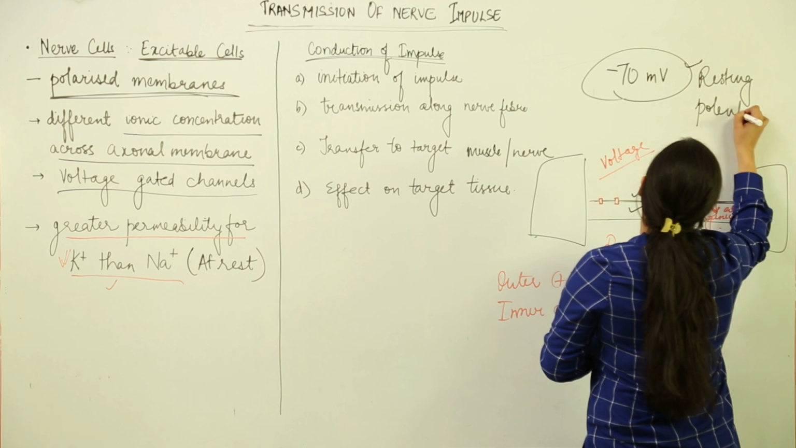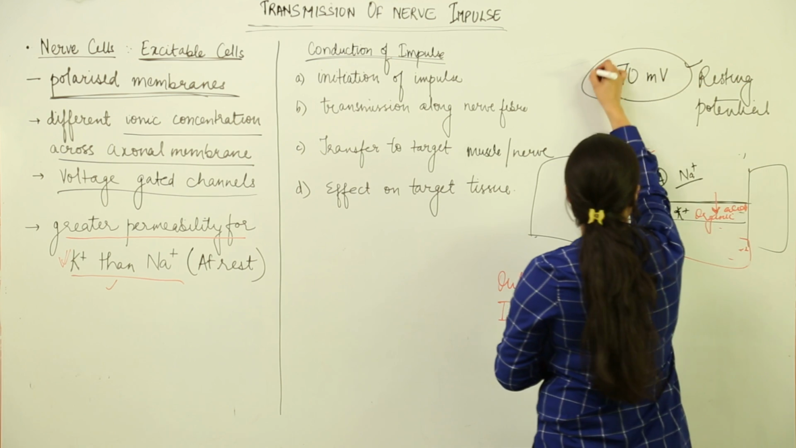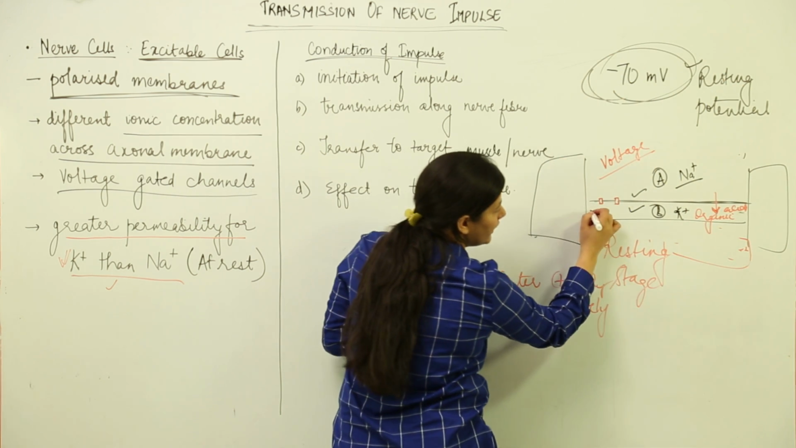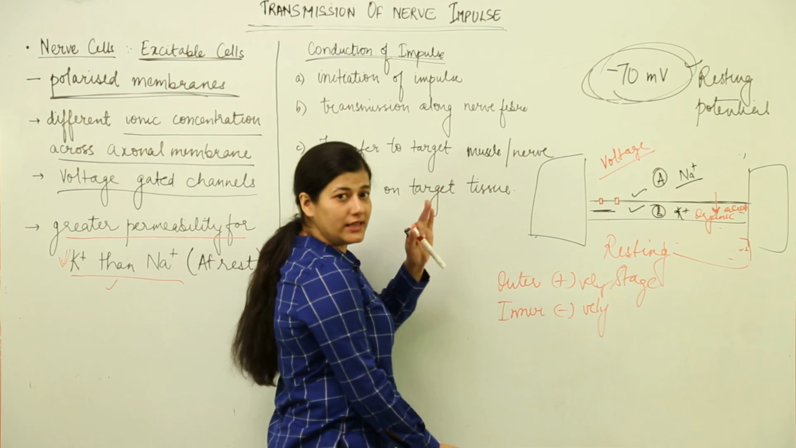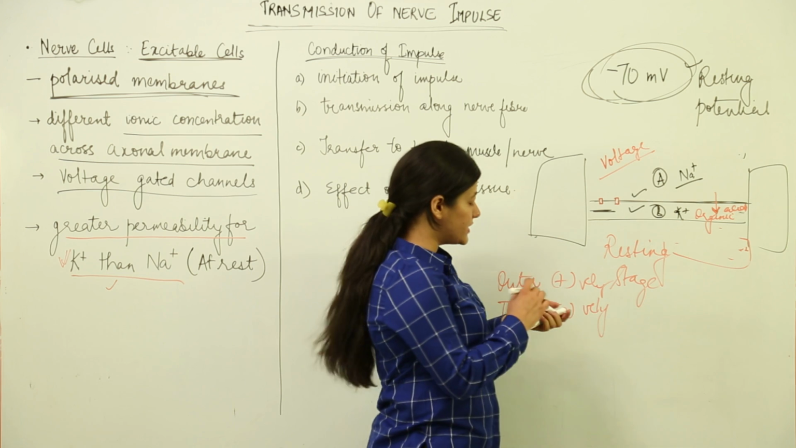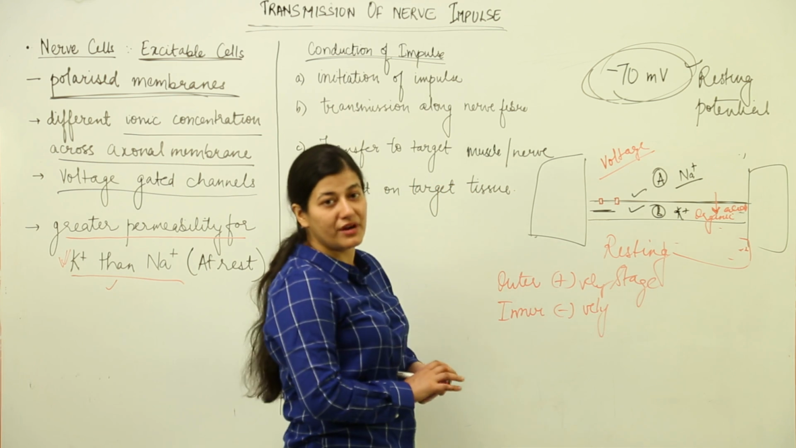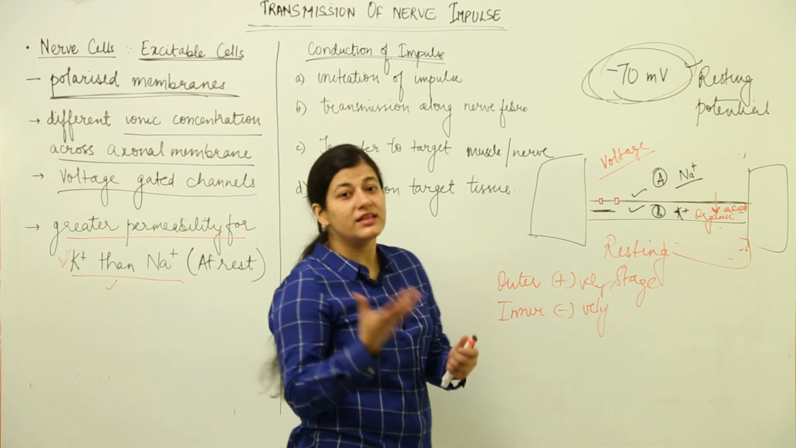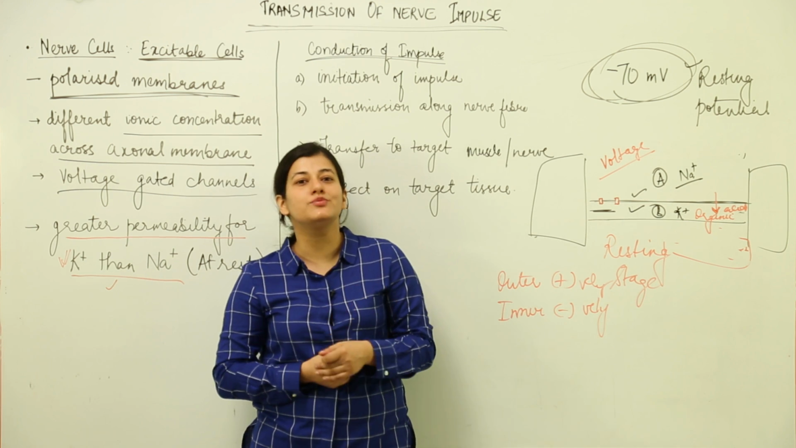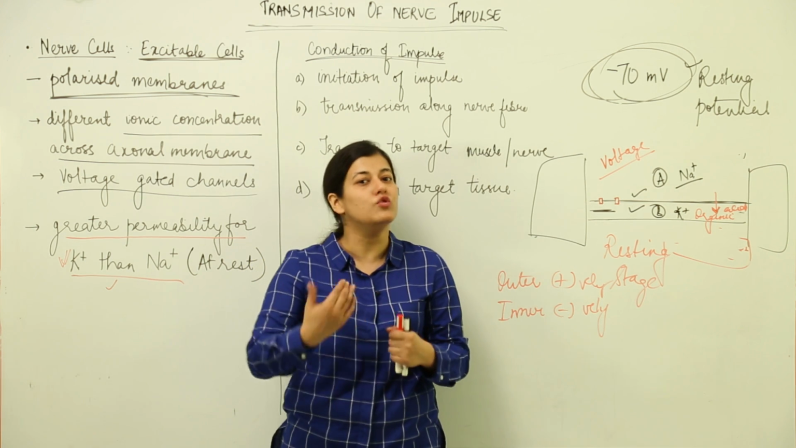Now you might ask me why minus 70? Minus 70 because we are referring to the inside of the axoplasm, and we know that the inside of the axoplasm is negatively charged due to organic acids. So this is the resting potential of the membrane when the excitation has not come. Next we will see what happens when the excitation comes and how it is moved further.